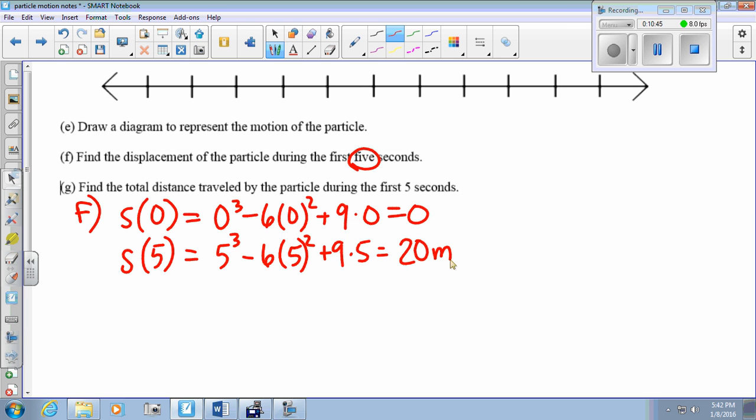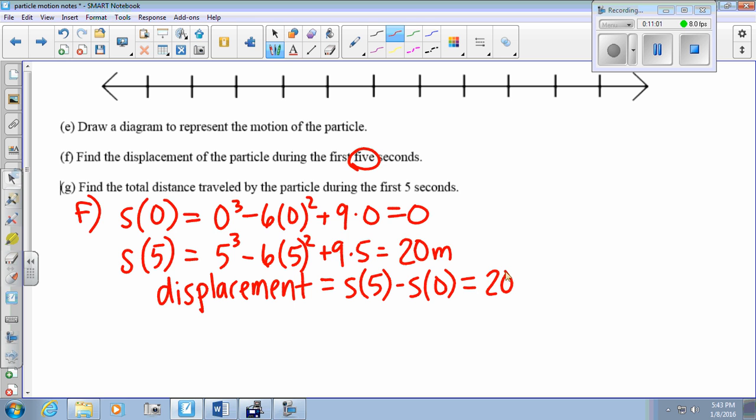So my displacement would be the difference between my starting and my ending point. So S of 5 minus S of 0, or 20 minus 0, is going to be 20 meters. So my particle is 20 meters from where it started at the very end.